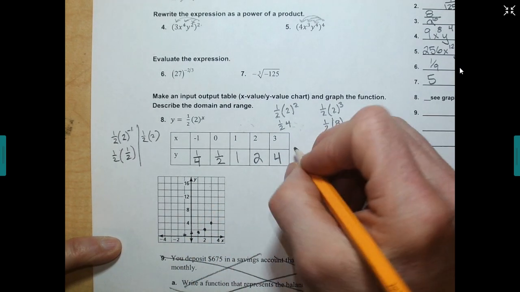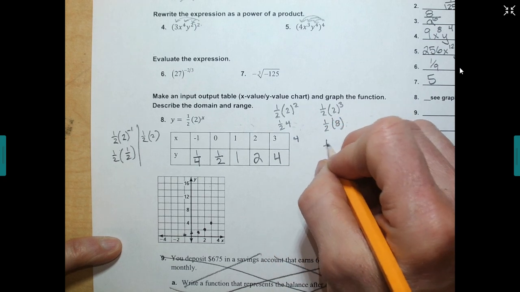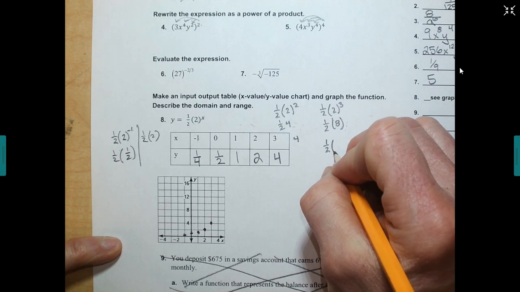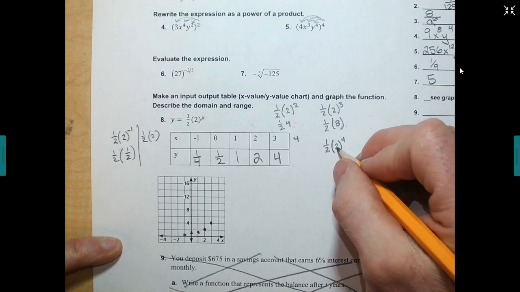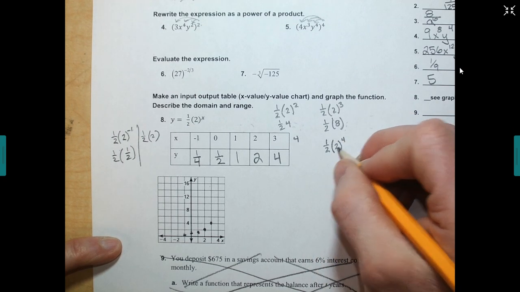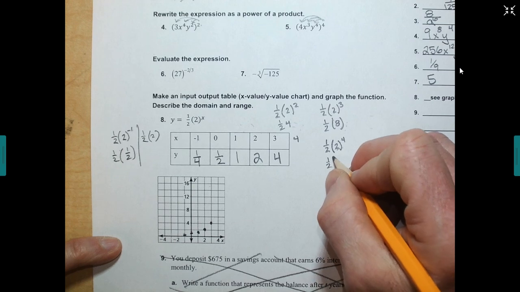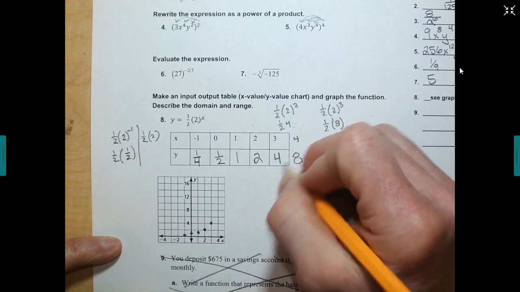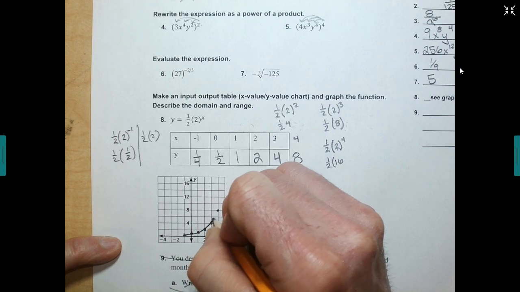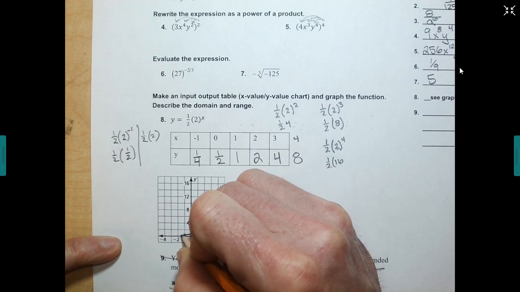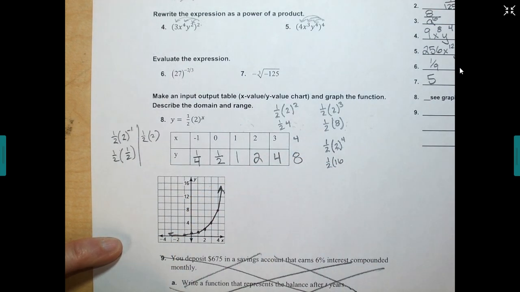And if I were to put a 4 in here, 1/2 times 2 to the fourth. 2 times 2 is 4. 4 times 2 is 8. 8 times 2 is 16. So 1/2 of 16, that'd be 8. 4, 8. So you see this exponential function like that.